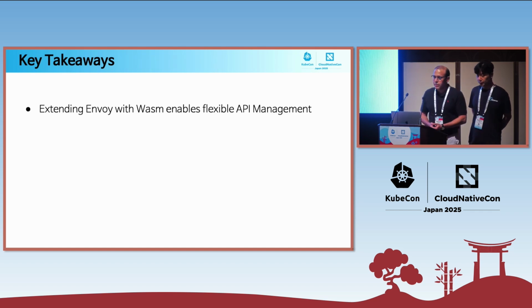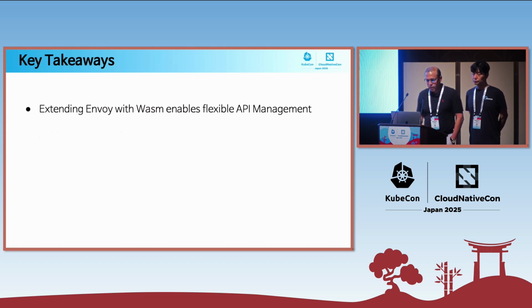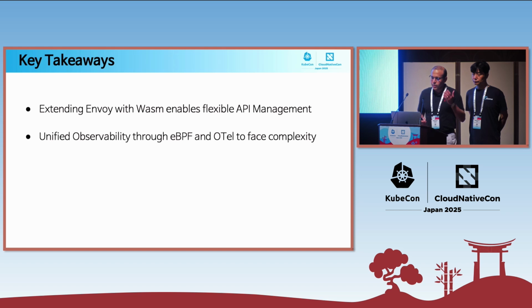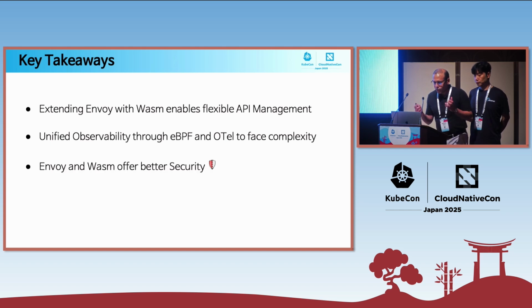So key takeaways from today's session: you have the absolute freedom to change Envoy using Wasm today. It gives you flexibility when it comes to API management. We're able to manipulate the requests, add another layer of security, or whatever your use case might be. Unified observability: we believe unified observability with eBPF and OTel can help you face the complexity that comes with emergent technologies and API-centric architectures. And Envoy and Wasm together can offer better security.